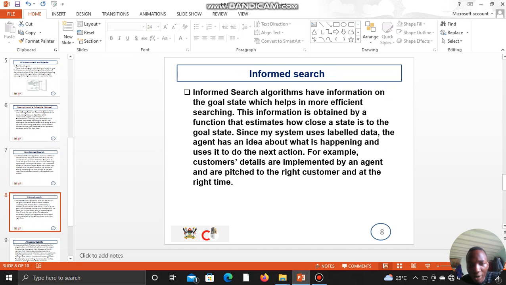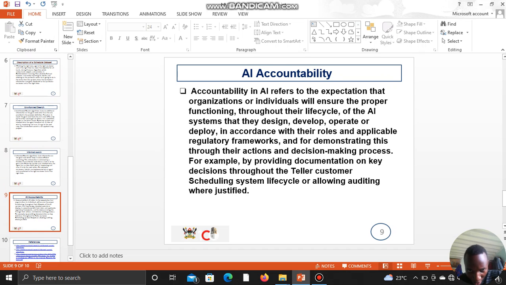Informed search algorithms have information on the goal state, which results in more efficient searching. This information is obtained by a function that estimates how close the state is to the goal state. Since my system uses the informed search, the agent has an idea about what is happening and uses it to do the next action. For example, customers' details are implemented by an agent and are pitched to the right customer at the right time.